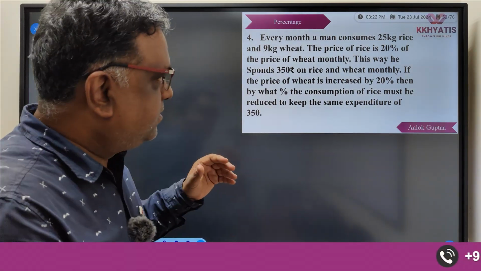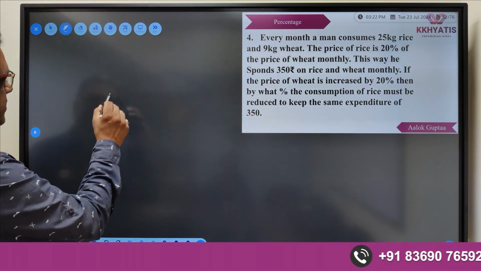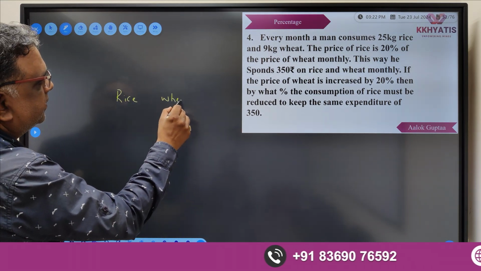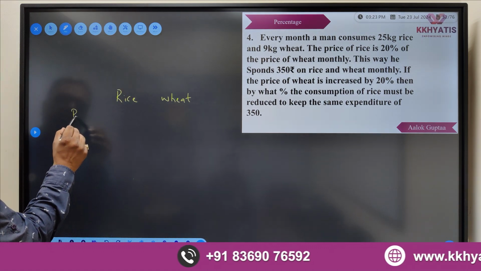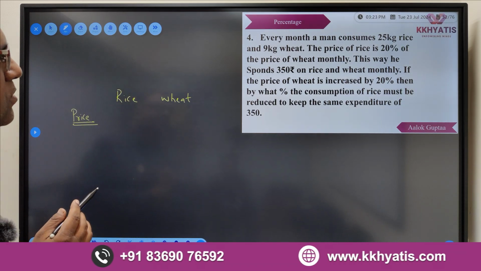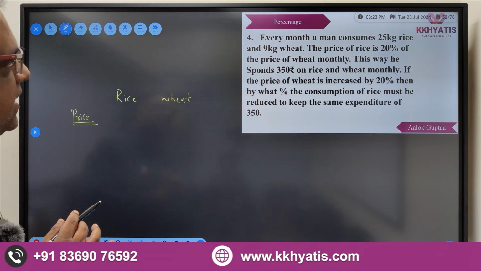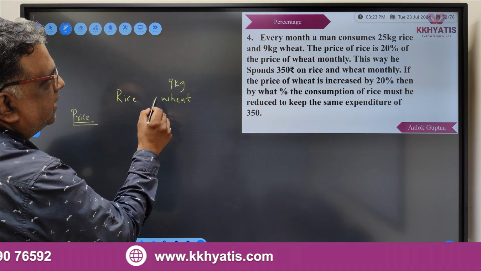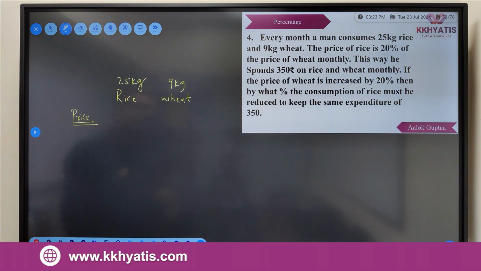So now in this sum, they have given a variation by giving two commodities, right? So that is rice and wheat. Now we are talking about price here. Every month a man consumes 25 kg rice and 9 kg wheat. So he consumes 9 kg of wheat and 25 kg of rice. Clear? This is the earlier consumption.